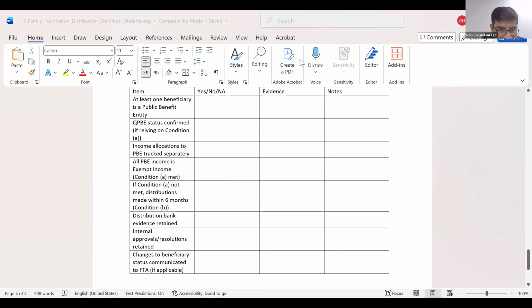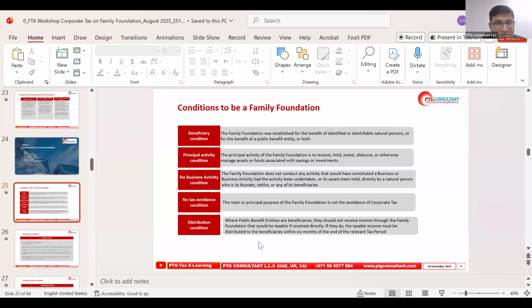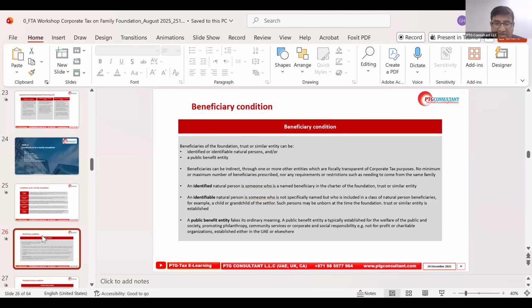Because if we go one by one, it's not applicable to everyone. Maybe the 30% from this document is applicable to any family foundation. So here is the condition to be met for the family foundation. Now we can see the beneficiary. We already saw what information is required and what the definition of beneficiary is.